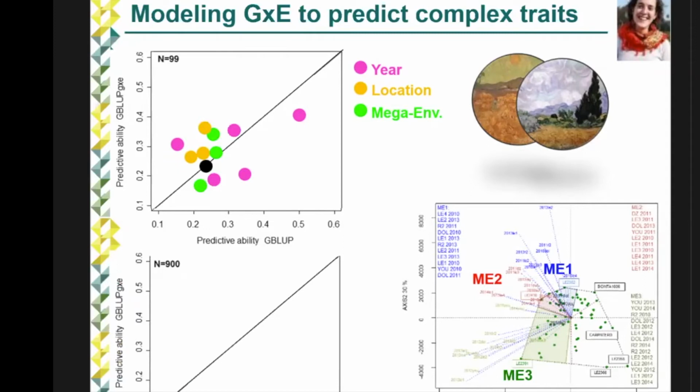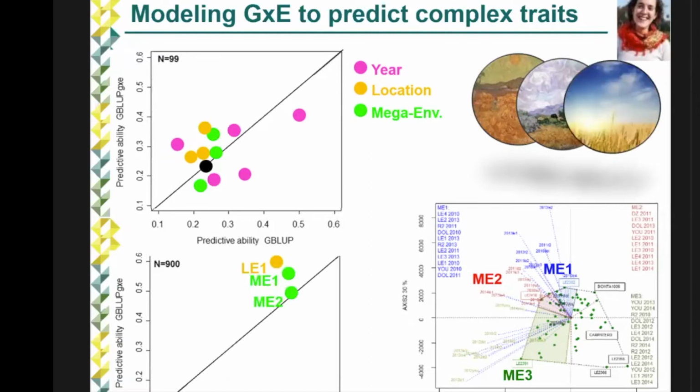But what about when we go to larger population sizes? The thing here is that we cannot do all of those year, location, and mega environments because we do not have the 900 individuals in each one of those. But when you compare it for the mega environments, first, you can see that the prediction accuracy, or predictive ability in this case, is way larger here than in any of these models. And that is mainly because we have increased our population size. So we have been able to increase the predictive ability by including larger population size, even when they are highly imbalanced across years and locations.